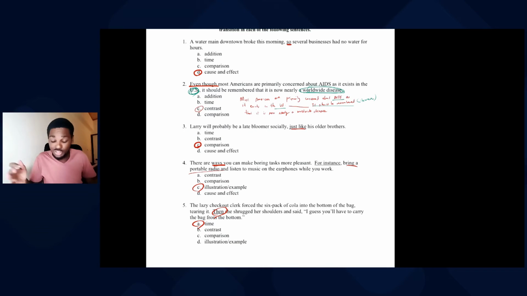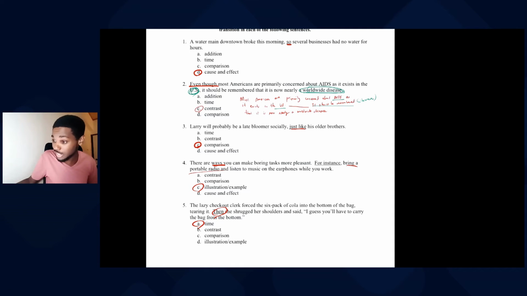If you're seeing many connectives, like for instance, to illustrate, for example, then you know that a particular idea is being supported by many examples. If you see something like in contrast, however, on the other hand, you know that whatever idea you just read, you're going to see the opposite idea coming through in the next paragraph or the next sentence.